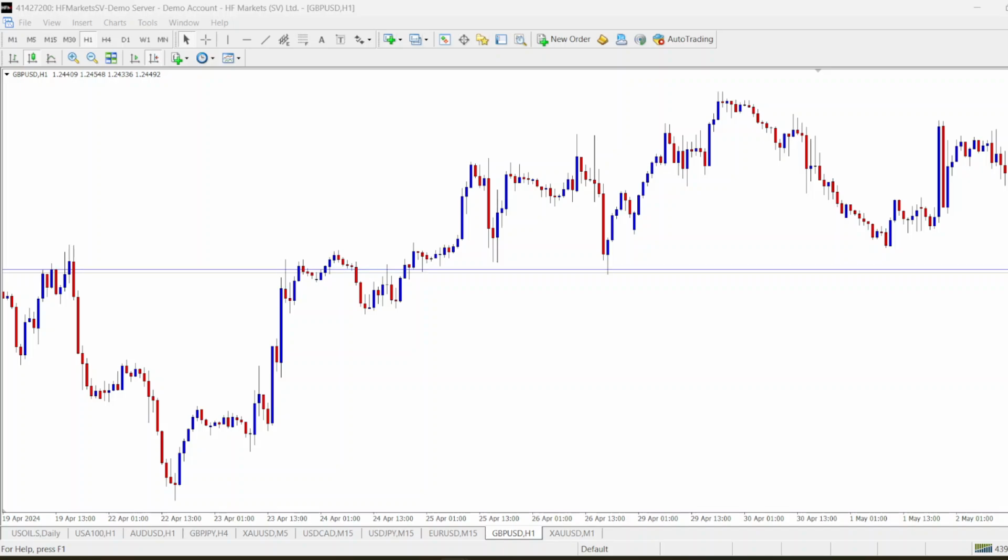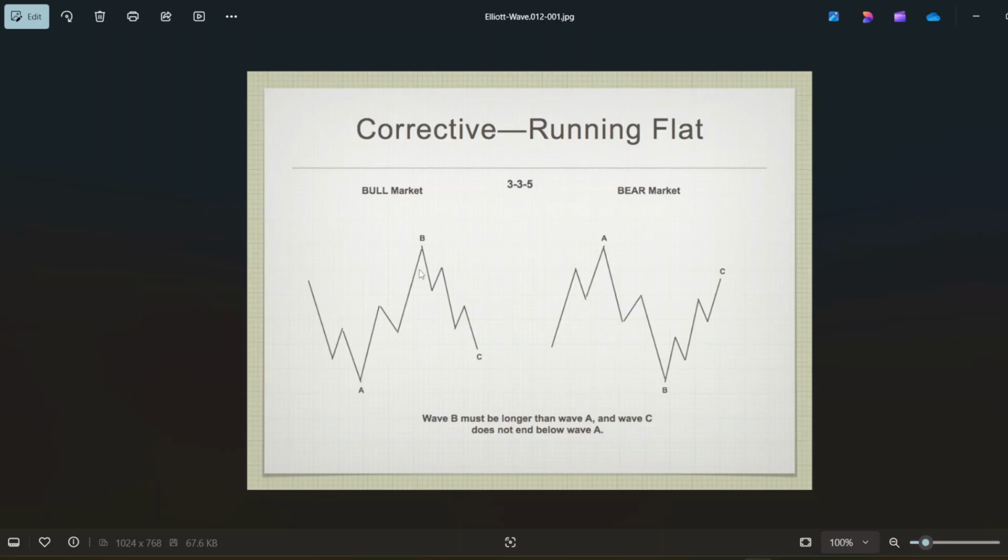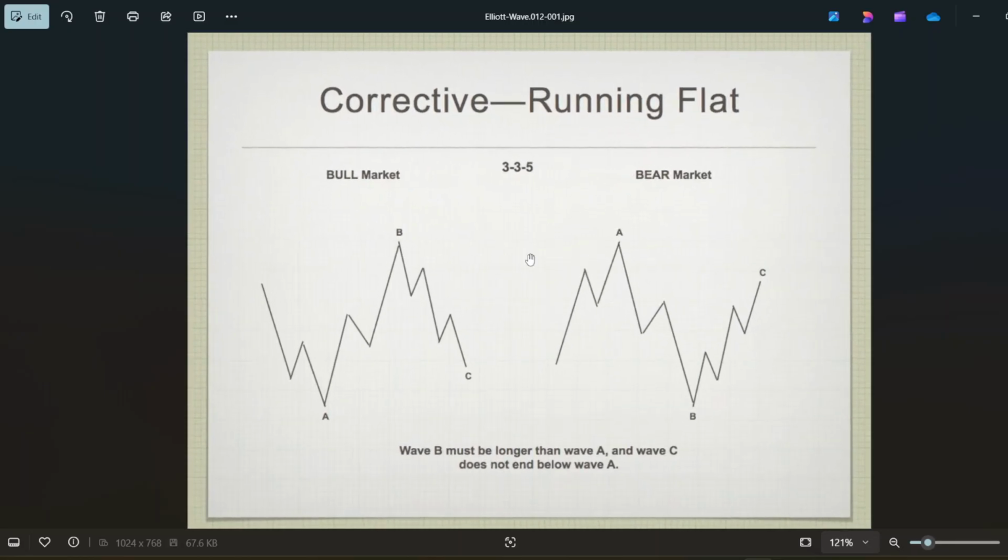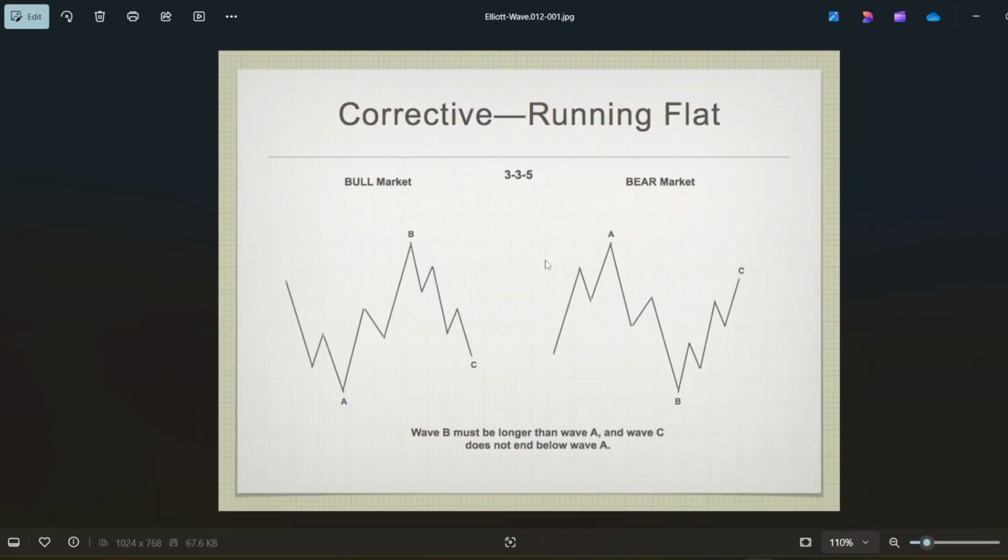Okay, so what exactly is a running flat correction? In Elliott Wave Theory, a running flat is a three-wave corrective structure labeled A, B, C. All right, the running flat is a three-wave corrective structure labeled ABC that forms during strong trends. Now, you will most likely find this pattern during a strongly trending market. Unlike other flat corrections, this pattern signals a market that consolidates temporarily before continuing in the original trend. Now, here's how it is structured.